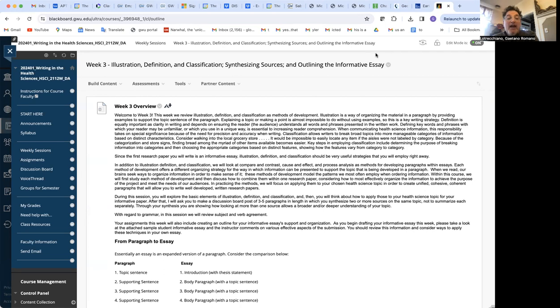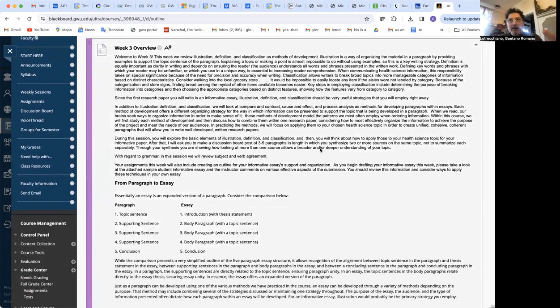This week, we're going to start to focus our attention on how to develop your writing in different ways. So in this session, as it's called, Illustration, Definition, and Classification, Synthesizing Sources, you'll be looking at the literature and starting to collect the literature that you will be using in your paper that you'll be developing for the latter part of the semester.